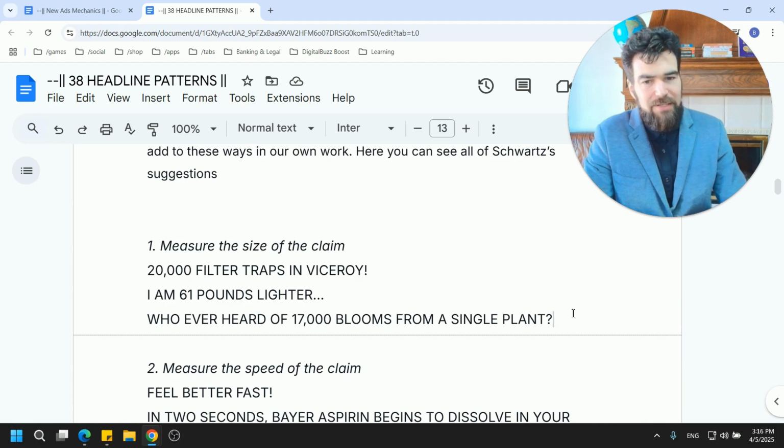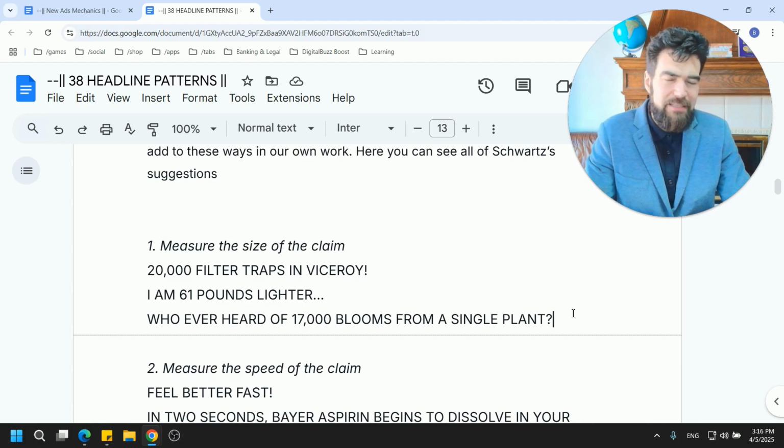Who ever heard of 17,000 blooms from a single plant? So this is a famous ad in Eugene's book. They're selling some kind of a plant or plant seed or something like that. And the awareness level for me is a little bit more difficult to make out here. I can say it's not product aware and it's not most aware, because there is no mention of the product or the brand here.